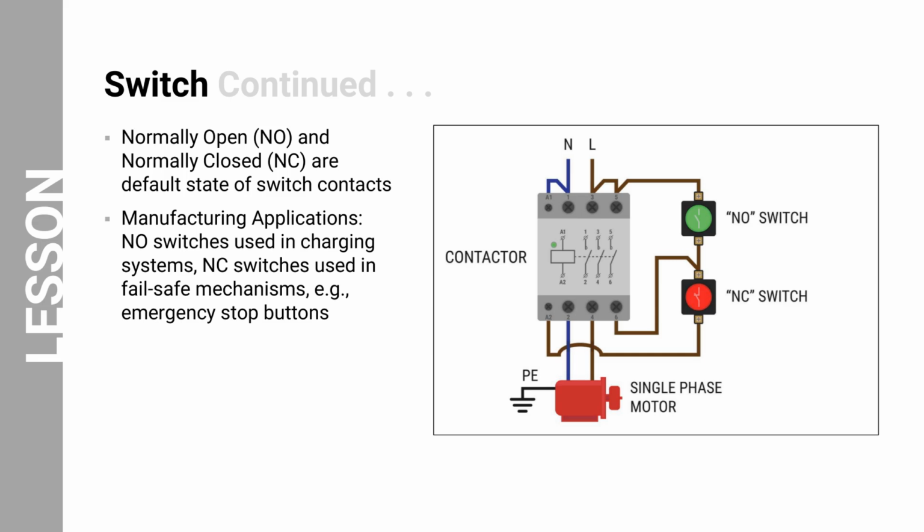A normally open switch is often used in charging systems, where the circuit is completed only when the charging connector is engaged. Normally closed switches are used in fail-safe mechanisms, such as emergency stop buttons, ensuring the vehicle shuts down if the circuit is interrupted.